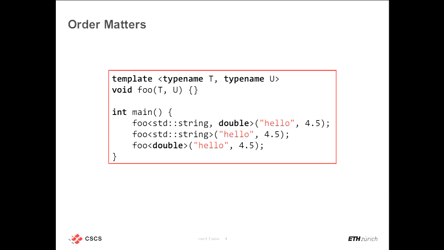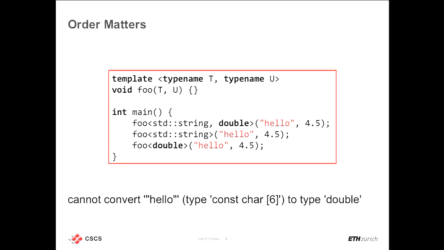Foo with double, hello, 4.5 is a compiler error, because the first argument is T, and T is double, and it tries to convert hello, a const char pointer, to a double. This is the error message you will get. The error you get is this one: cannot convert hello, which is a const char[6], to type double. This is the error that the GNU compiler gives you.